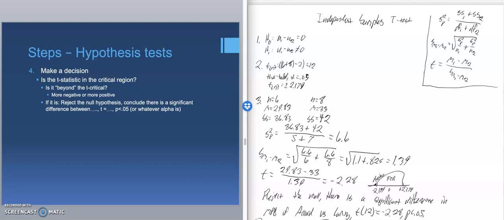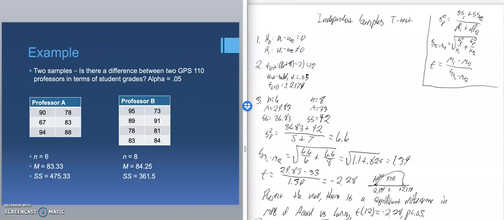Okay? So let's do a full example. Let's say we have two samples, two very small classes because I have to come up with this actual data. Professor A, 6 students. The mean on their final grades in GPS 110 is 83.33. Sum of squares, 475.33. Professor B, 8 students. Their mean is a little bit higher, 84.25. Sum of squares of 361.5. You can sort of eyeball this. There's 6 people, there's 8 people. Is this going to be different? Maybe not, probably not, but let's test it.